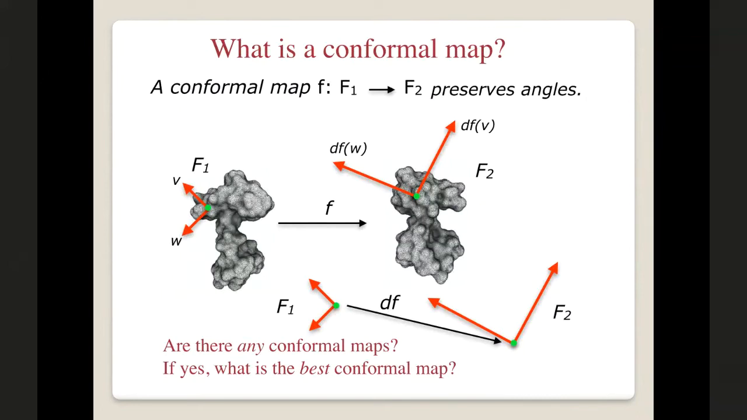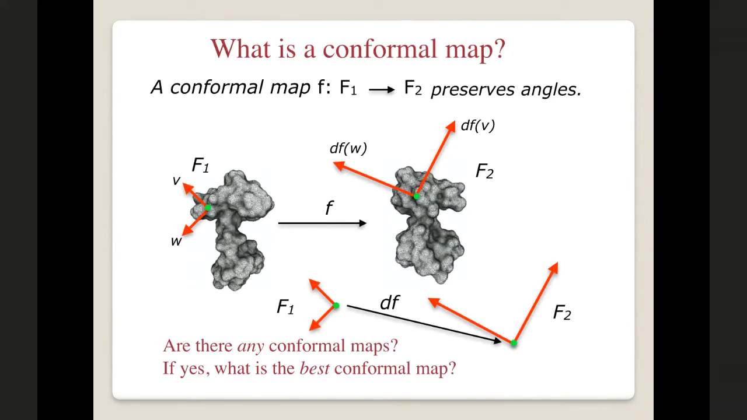So conformal maps, if you're not familiar with them, there's different ways to think about them in different settings, but we should think of a conformal map as one that preserves angles. So a conformal map F from surface F1 to F2, here it's two proteins. This is actually the same protein looked at from a different point of view. A conformal map will be a diffeomorphism that is not an isometry necessarily.